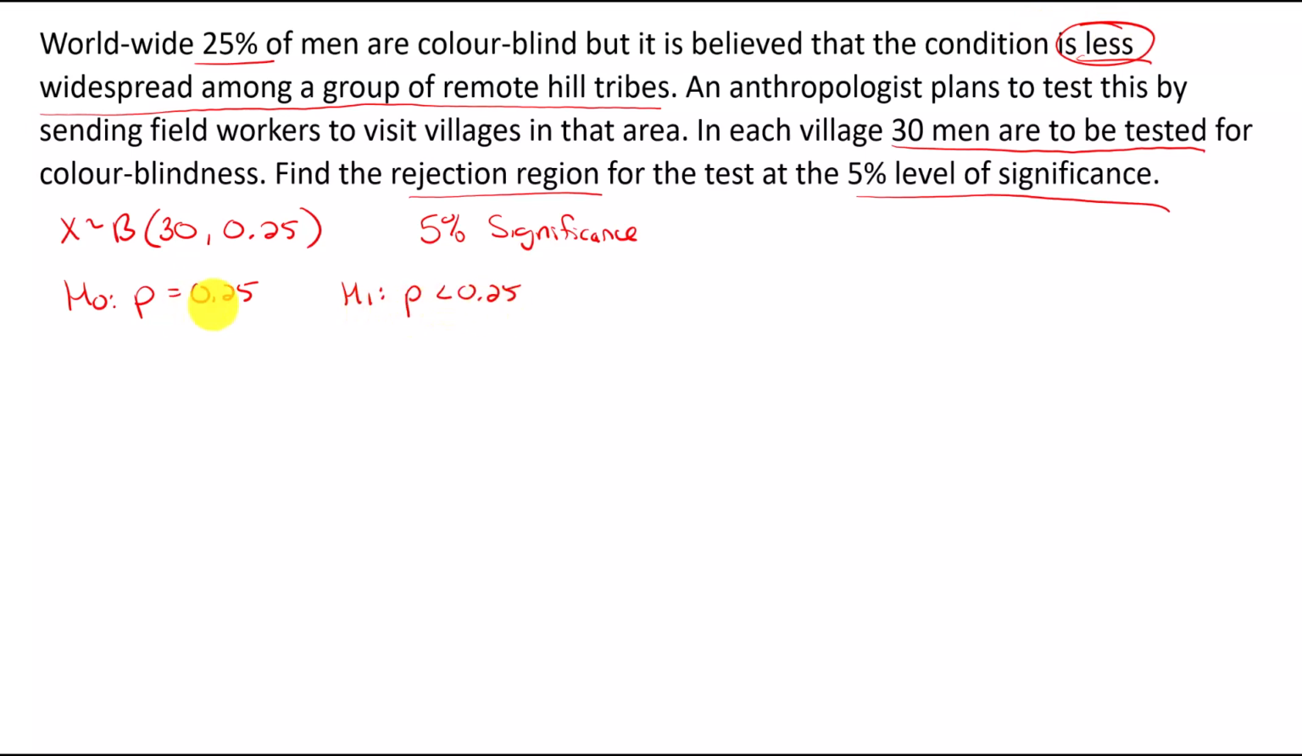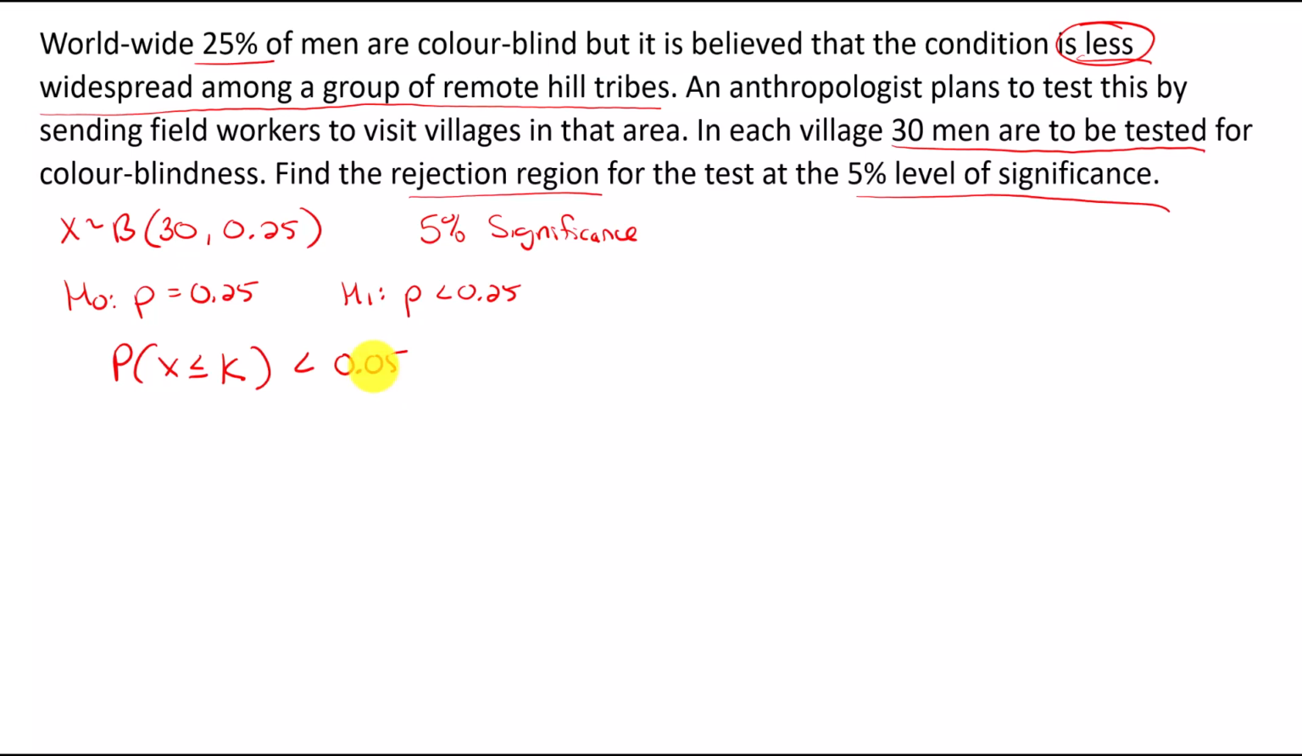So what we want to look at now is the probability that X is less than or equal to some value. So normally we would test a value, right? But we don't know what that value is. So the probability that X is less than or equal to some value K is less than 0.05, because if it's less than our 5% significance, then we are going to reject the null, and that would be the rejection region.